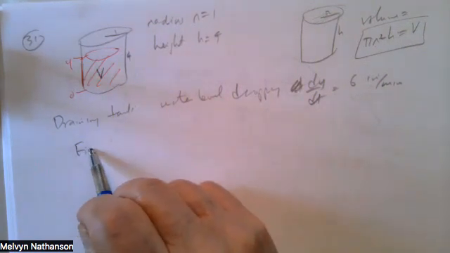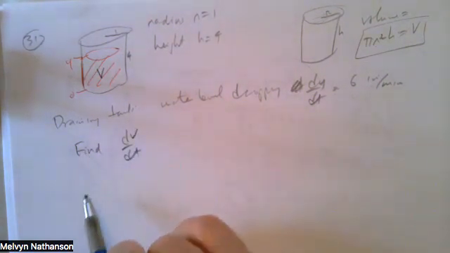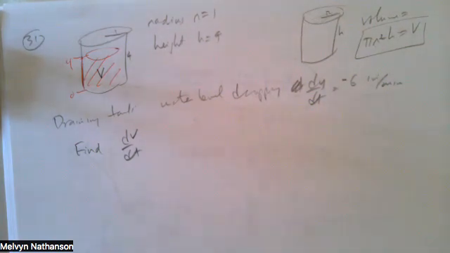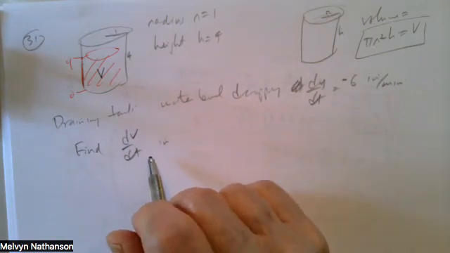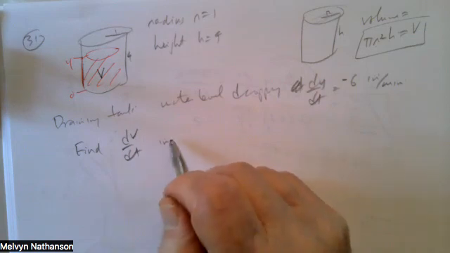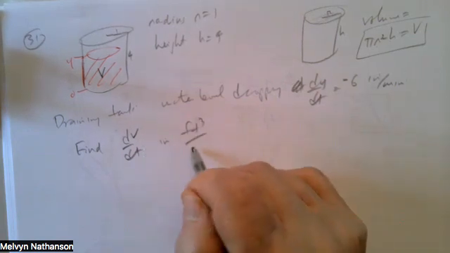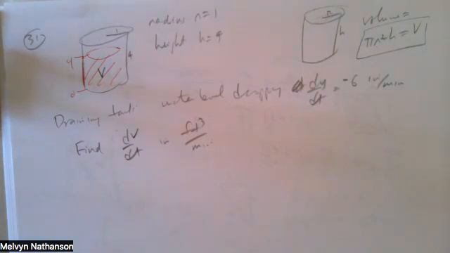We have the volume of the water. Find the rate at which the volume is decreasing. I should say dy/dt is minus 6 inches per minute because the height is dropping. And we want to find dV/dt in cubic feet per minute. Okay. So this is the way problem 31 is stated.